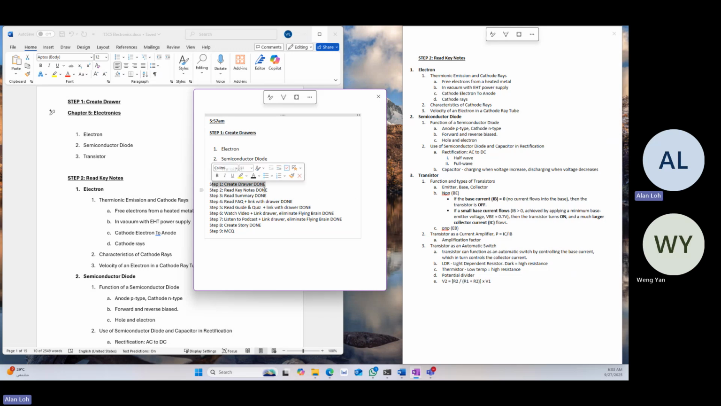Let's go to step number 2. Step number 2 is to read the keynotes. So you can quickly read it drawer by drawer. And then once you are done, let me know. Then we will find out some keywords.